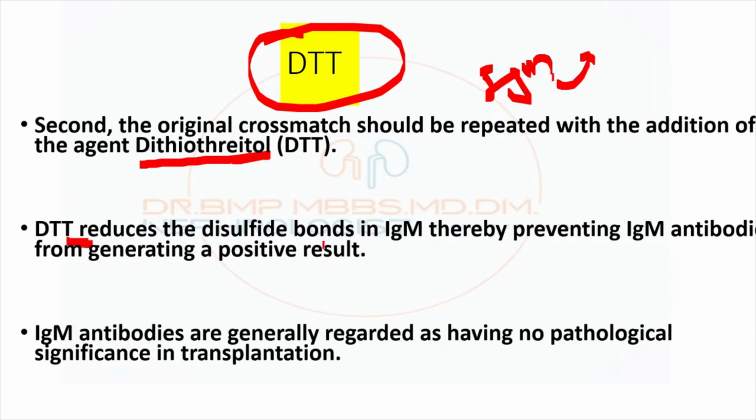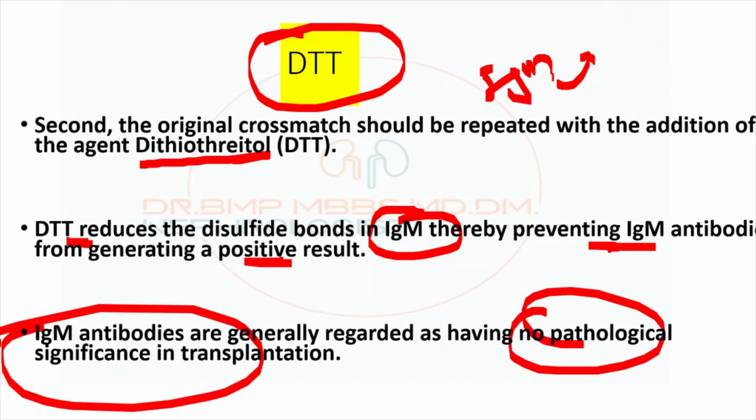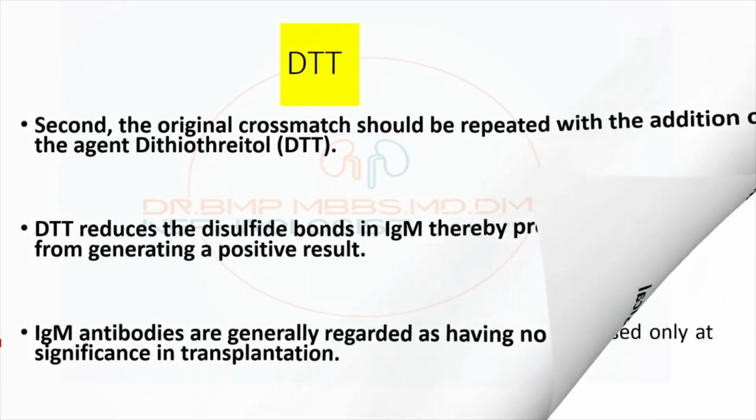It is a reagent. It breaks the bond in IgM. It prevents the IgM antibody from creating a positive result. So IgM antibodies have no pathological significance in renal transplant. So DTT is added to prevent these kinds of false positive reports.